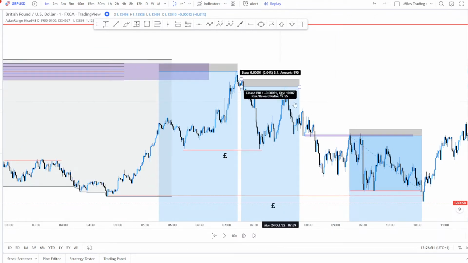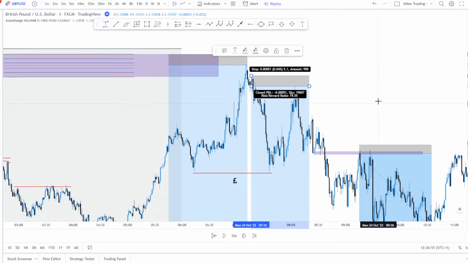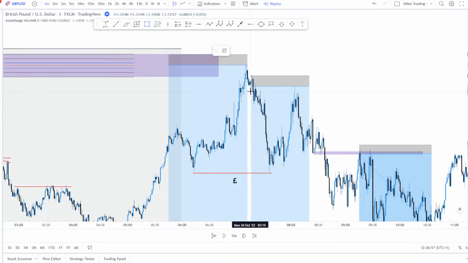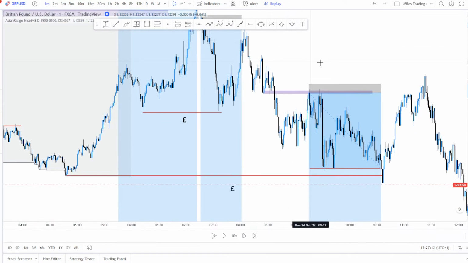Could have almost got your second entry at this point right here, if this lets me draw around here using this order block region and entered over there. However you want to enter, at the 50%, at the close, at the open, at the wick, wherever you want to enter. You could have caught a nice entry there, but I didn't catch any third entries. I stopped it after that.